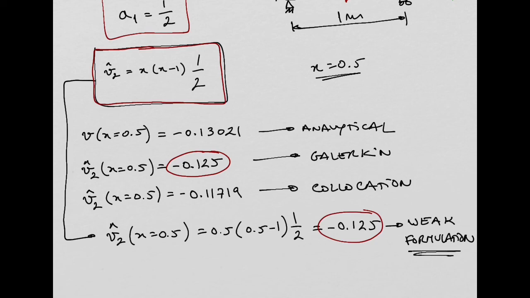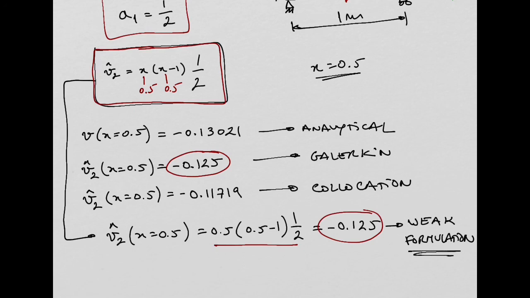And now replacing this equation x by 0.5 here and here, that's what I did here. The result you get is minus 0.125. Okay, this is the result after using the weak formulation. And you can see that it matches the Galerkin result. Okay, that is one important thing. So the weak formulation result is equal or in some examples even better than the Galerkin's result without integrating by parts or without using the weak formulation.